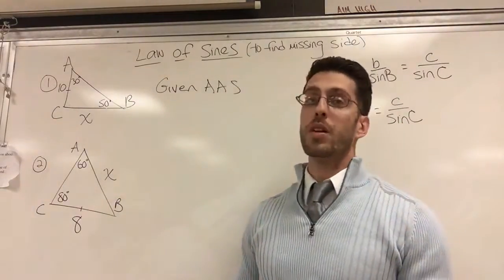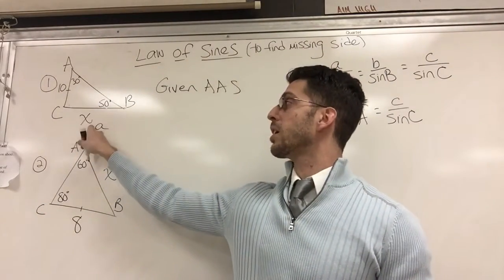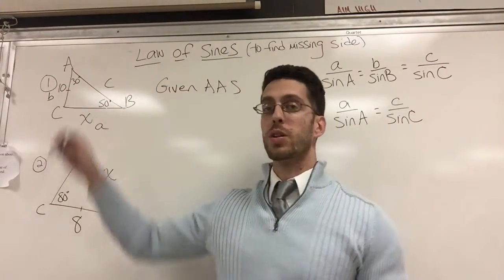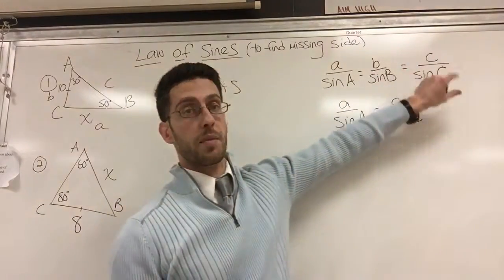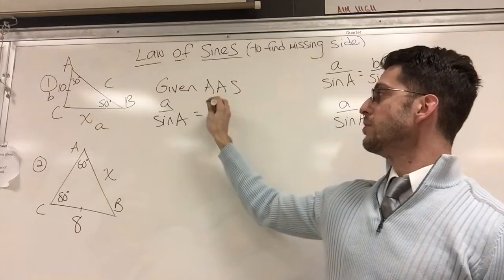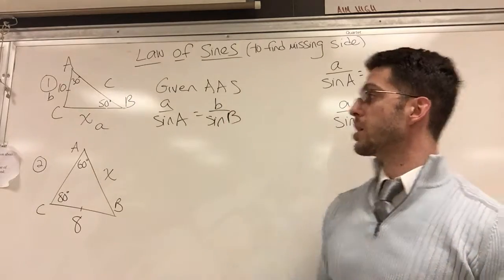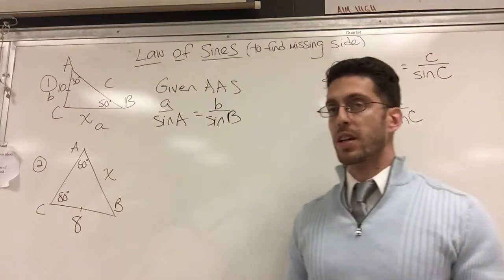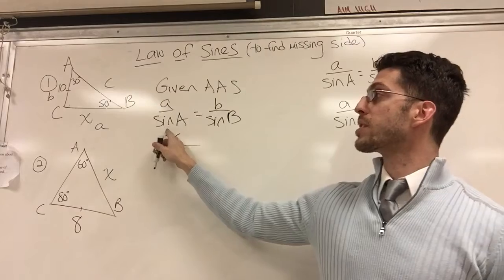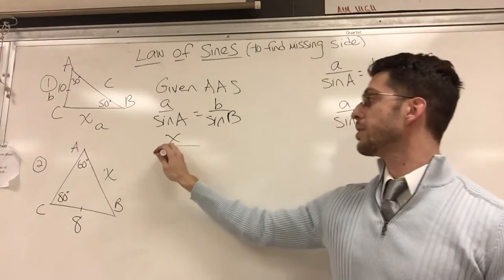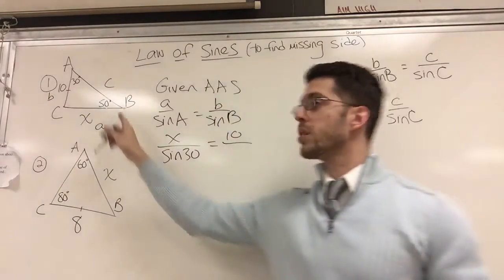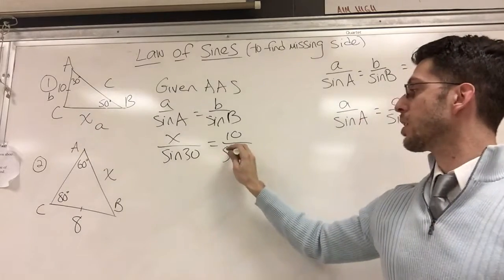So if I look at my situation, first I'm going to label my sides. Big A means this is little a. Big B means this is little b. Big C means this is little c. I don't know anything about big C or little c, so I don't need this. I'm going to look at this, and I'll write it for you: a over sine A equals b over sine B. And then you get yourself any kind of scientific calculator. Little a, once I label my sides, is x, good, over sine of 30 degrees equals little b, which is 10, over sine of 50 degrees.